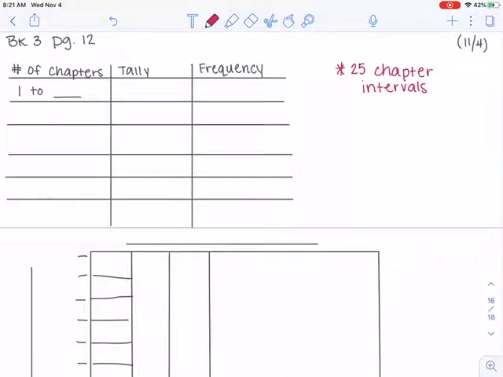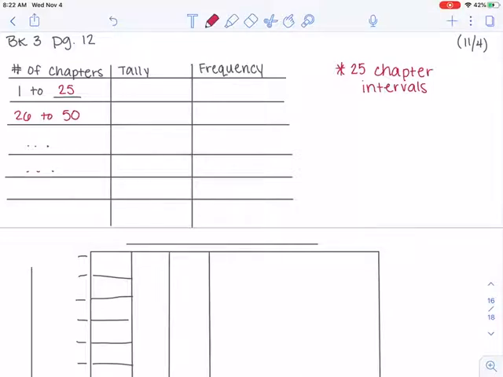So looking at our books of the Bible, first we have to set up our table. This table is what we're going to use to help us graph our histogram. So again, we're using 25 chapter intervals, so we're going to go from chapters 1 to 25. Then again, the next 25 would be 26 to 50. And this would go so on and so forth, counting by 25s, okay?